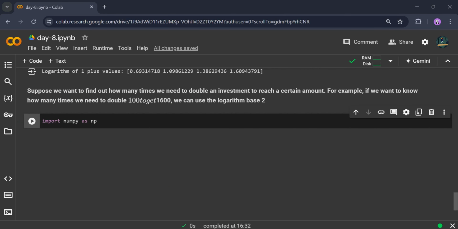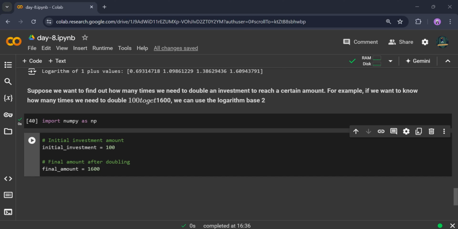Let's dive into a problem. Suppose we want to find out how many times we need to double an investment to reach a certain amount. For example, if we want to know how many times we need to double 100 to get 1600, we can use the log base 2. Let's import NumPy as np. Let's say we have an initial investment of $100 and we want to find out how many times we need to double this investment to reach $1600. So here initial_investment equal to 100 and final_amount equal to 1600.